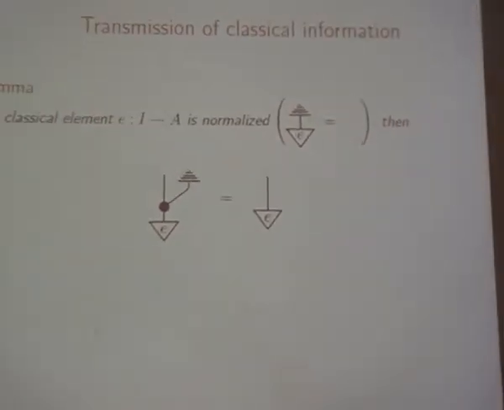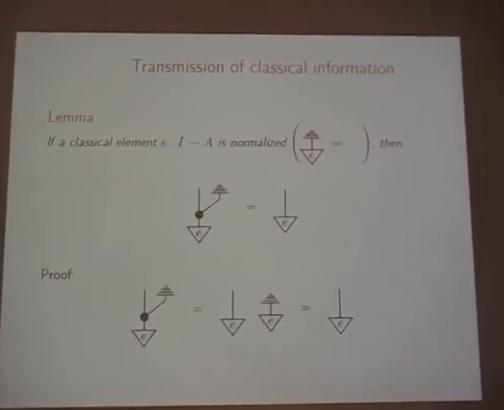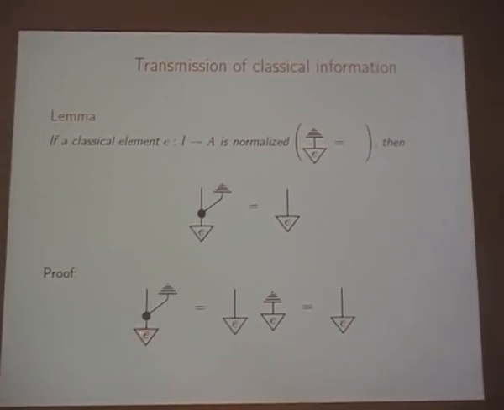In the interpretation, it's just the complex number 1. So if you take this classical element and apply the trace out, and you obtain 1, then the classical element is normalized. Up to this additional assumption, we have this, that is, the classical element is transmitted by the classical channel. The proof is clear. We know that the classical element is duplicated by the copy, so we obtain this. Thanks to this normalization condition, we get rid of this part, and we just obtain the classical element.